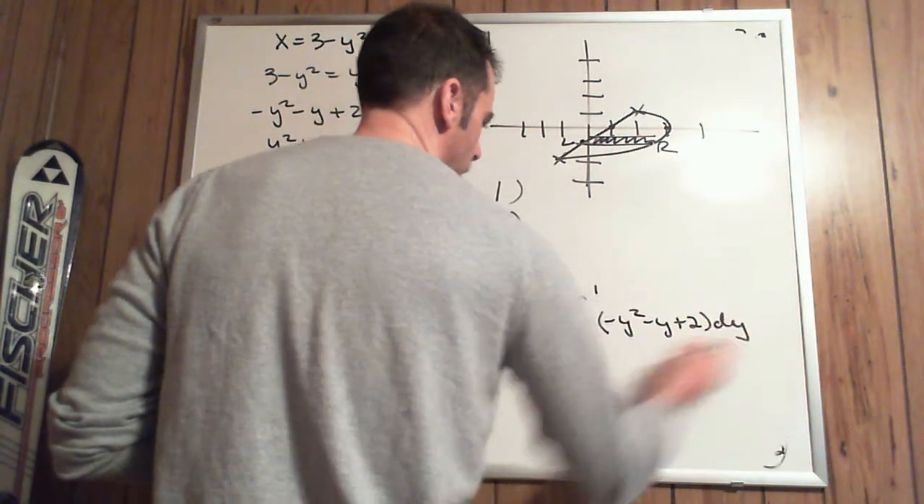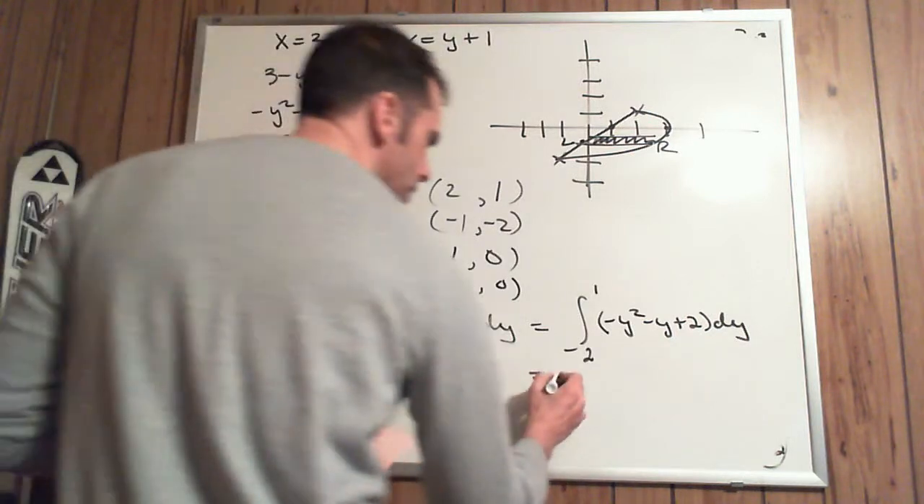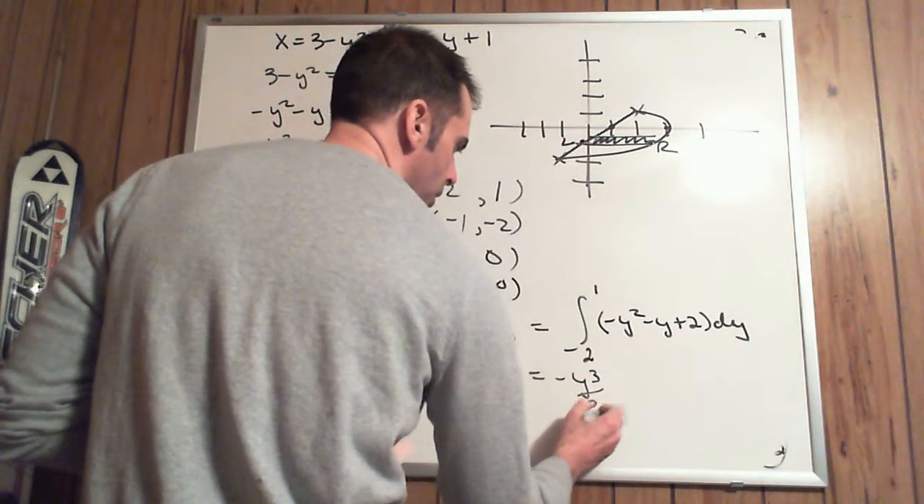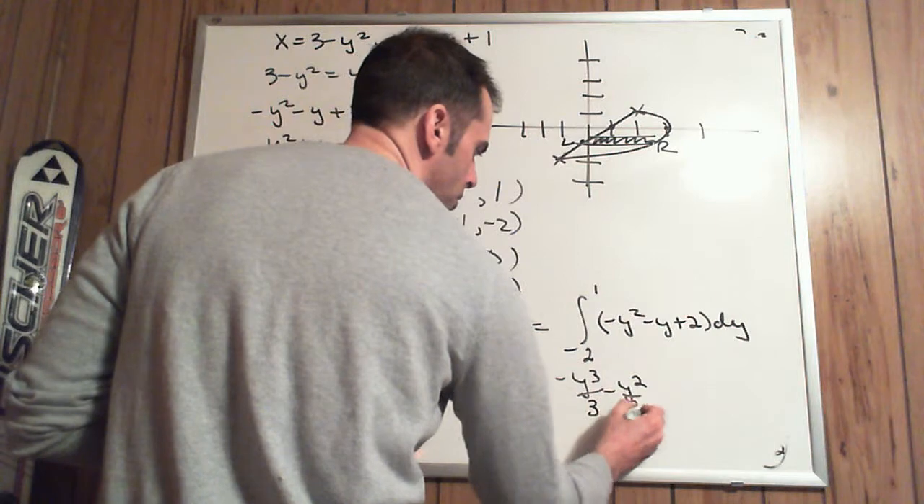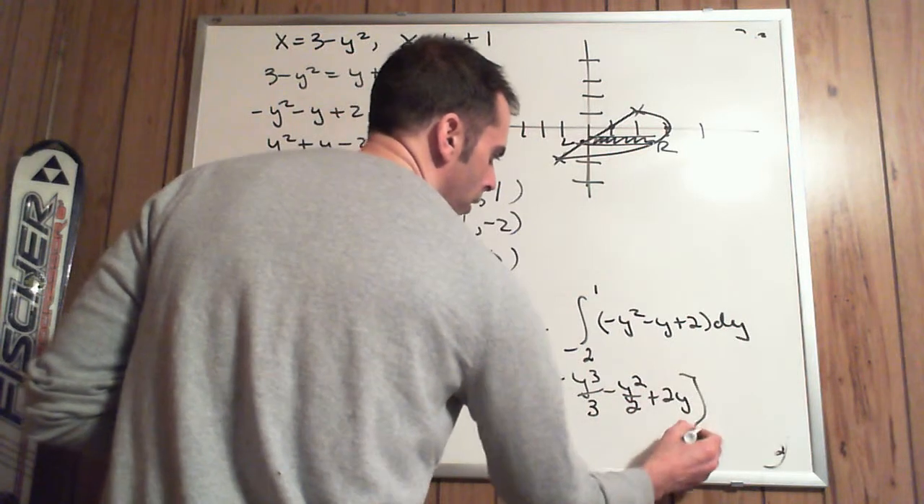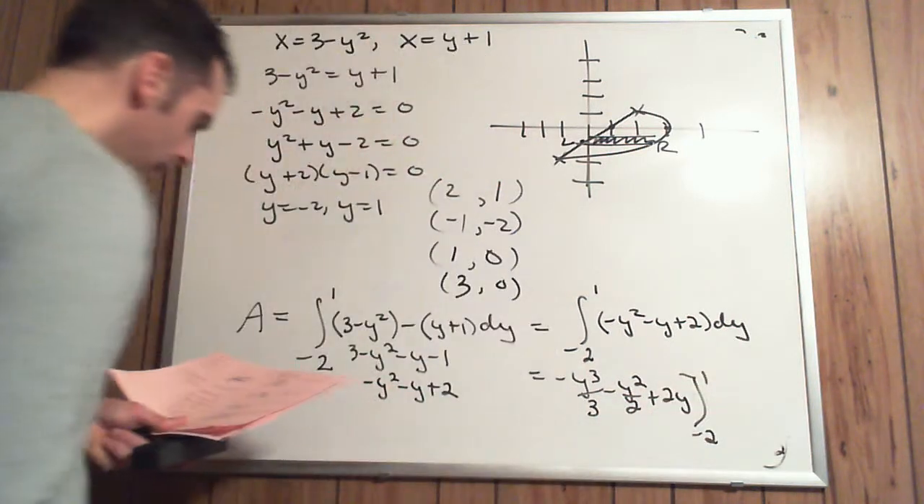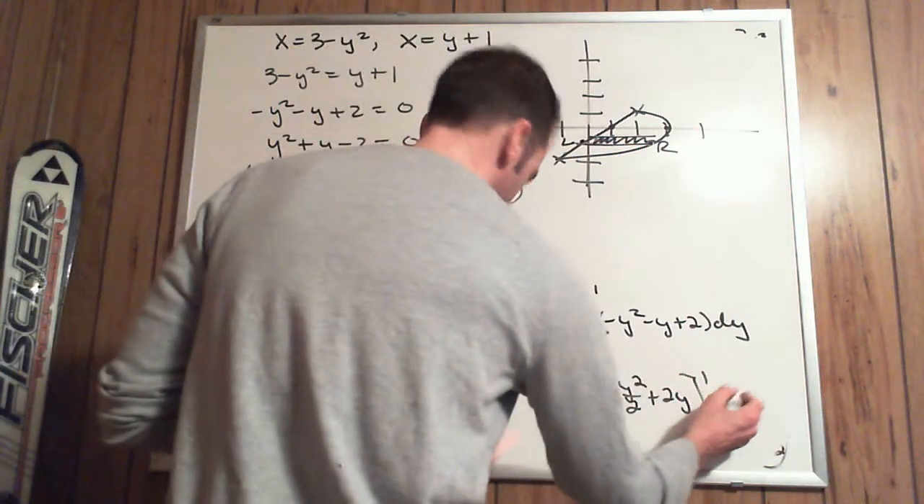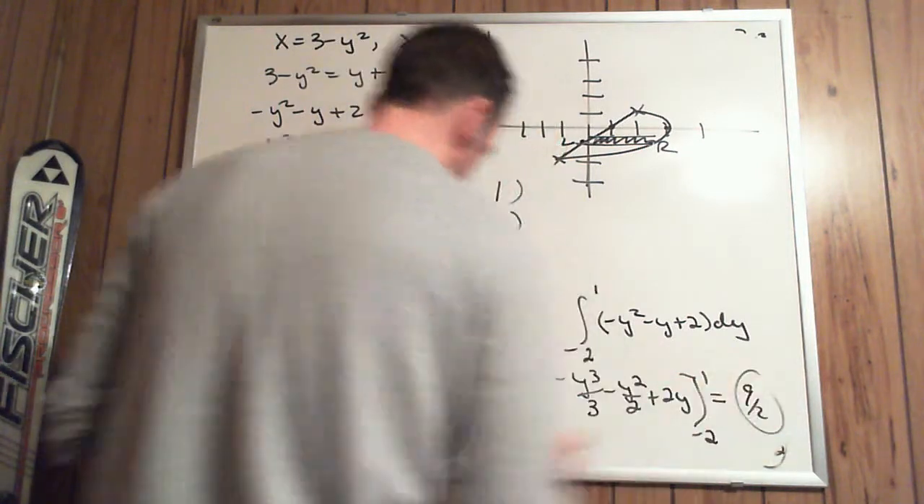dy. And that antiderivative is negative y to the third over 3 minus y squared over 2 plus 2y from negative 2 to 1. And if you put those limits in and do the math, which I'm not going to do in this case, the answer would be 9 halves.